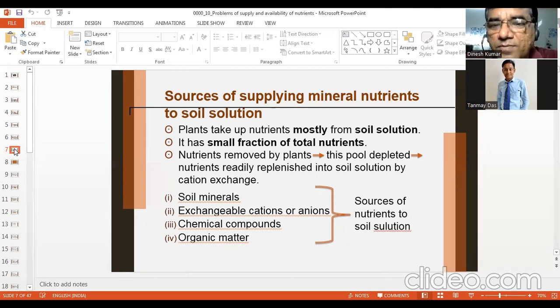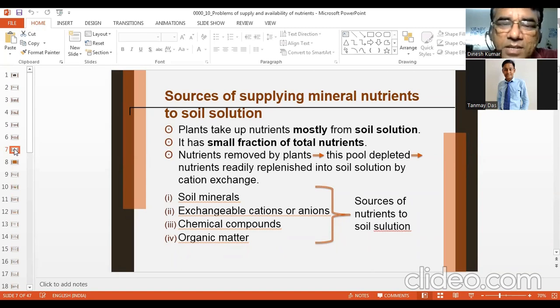Nutrients are removed by plants by uptake, and then the soil solution pool is depleted. There is a deficiency of nutrients in the soil solution once active uptake is there. Then nutrients are readily replenished. Equilibrium is maintained in the soil solution by cation exchange, so from cation exchange, nutrients will enter the soil solution. There are four important sources from where nutrients will come into the soil solution.